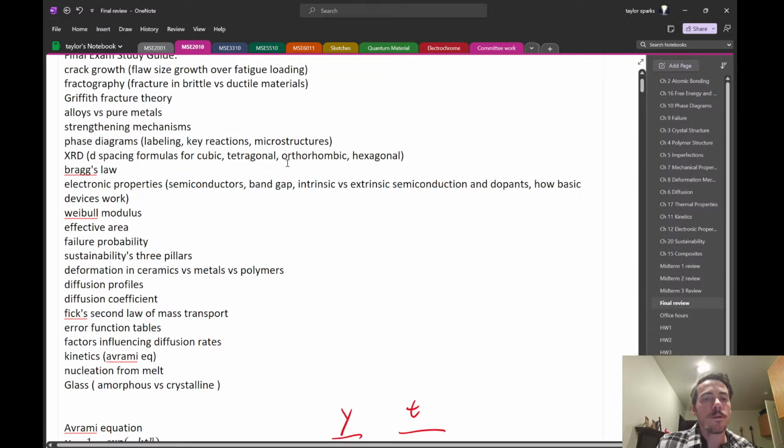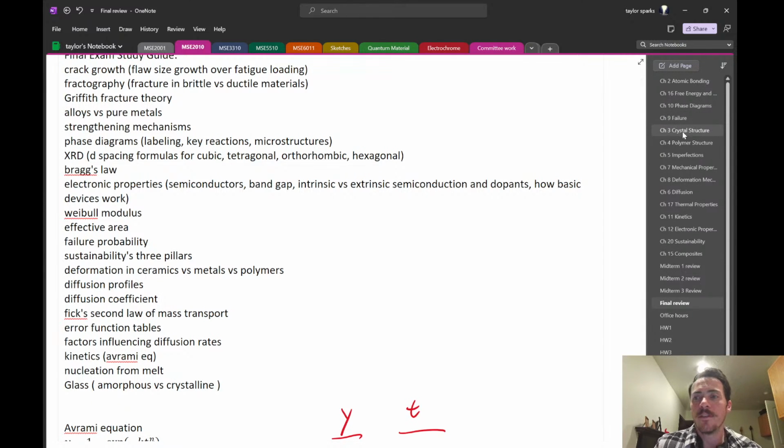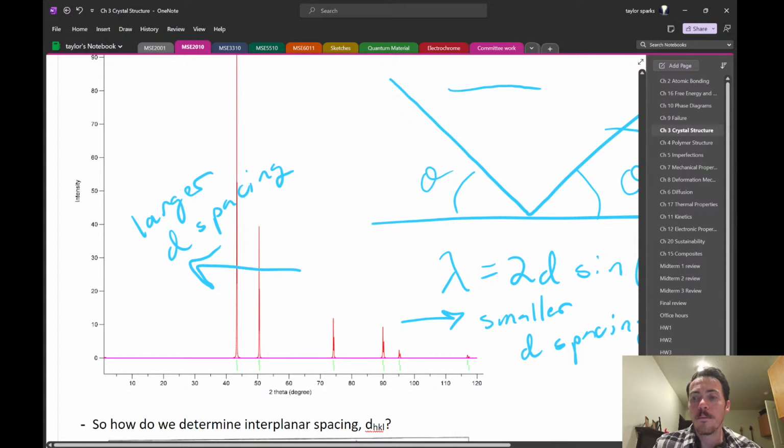Oh, there's one more thing I put on the study guide when I finished the exam, which is glasses, realizing that the same material like silica can exist either in an amorphous state or a crystalline state. For that, we talked about amorphous materials at the end of chapter 3.